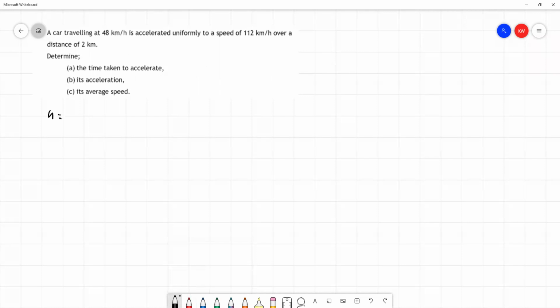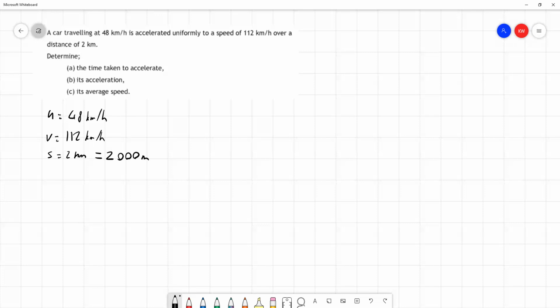We know the initial velocity is 48 kilometers per hour. Now the final velocity is 112 kilometers per hour. And we know the distance it has travelled is 2 kilometers. Now before we get into our question, we want to convert all of these into the units we'll be using throughout, meters per second for the velocities and meters for the distance. If we start off with our distance, well, 2 kilometers, we can quite easily see that's 2,000 meters. 1 kilometer is 1,000 meters.